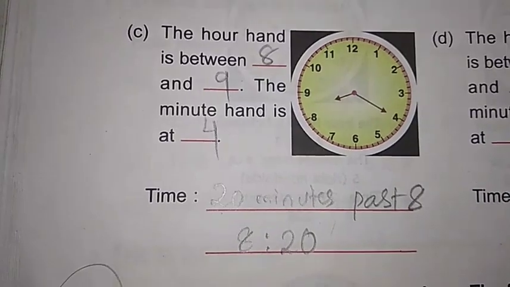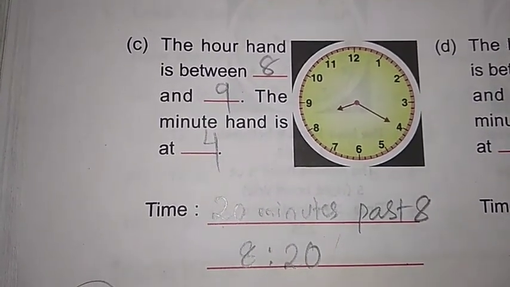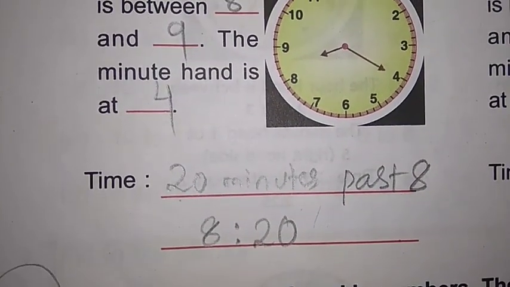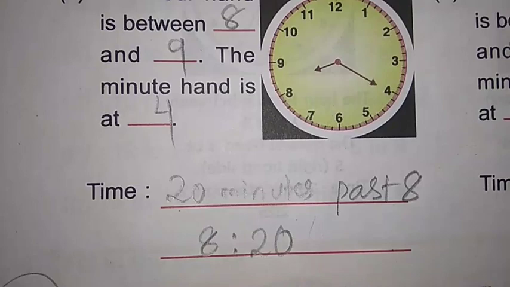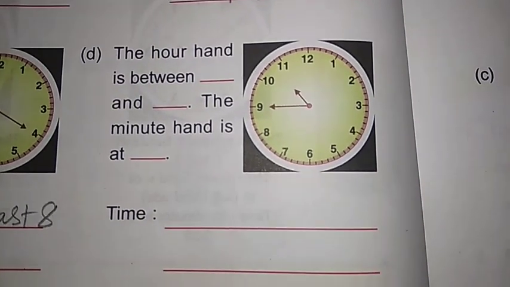See children, it can be written like this. The hour hand is between 8 and 9. The minute hand is at 4. So the time is 20 minutes past 8 or 8:20. It will be written like this. Now the next one, D number.